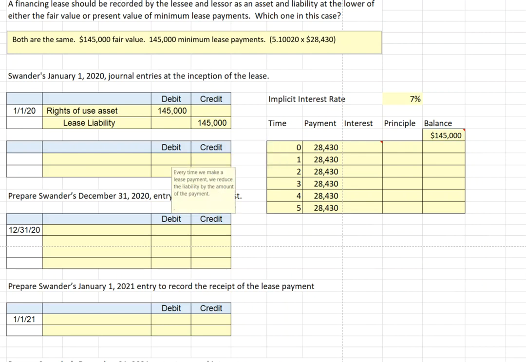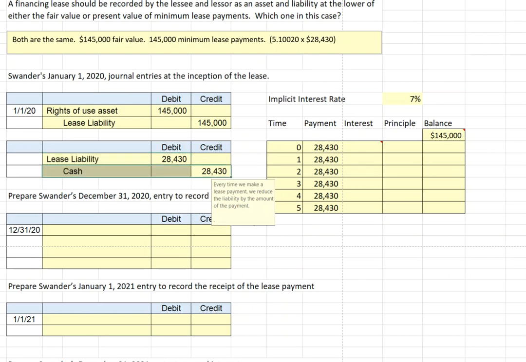So we debit the rights of use asset for $145,000 and credit the lease liability for $145,000. We're making our first payment at the inception of the lease, and so we will record a reduction in our lease liability of $28,430 and, of course, a credit to cash of $28,430. Every time we make a lease payment, we reduce the liability by the amount of the payment.